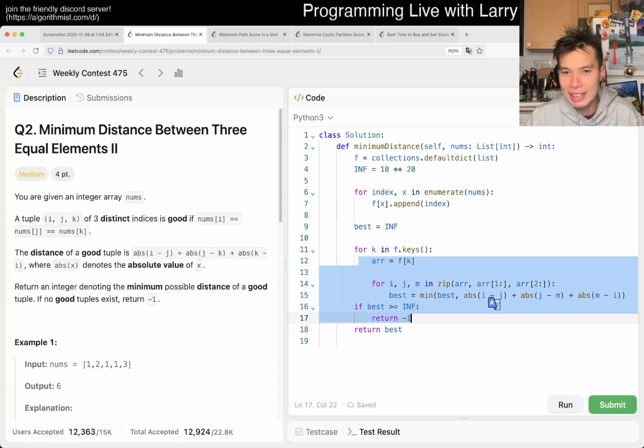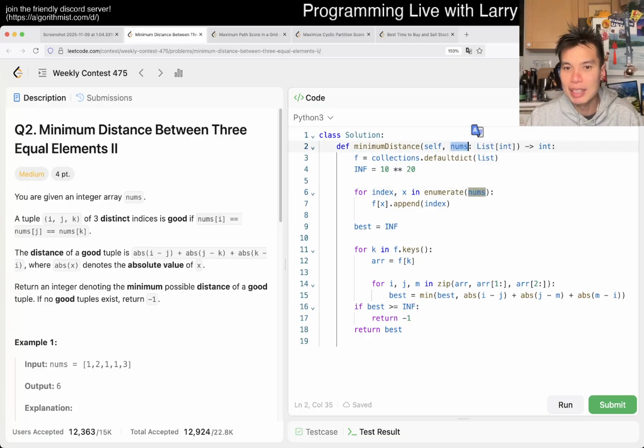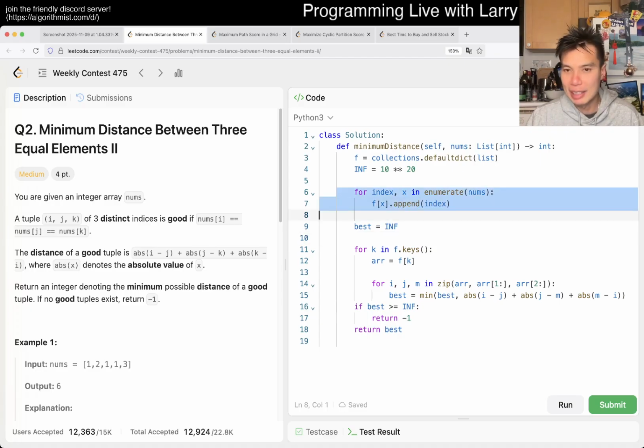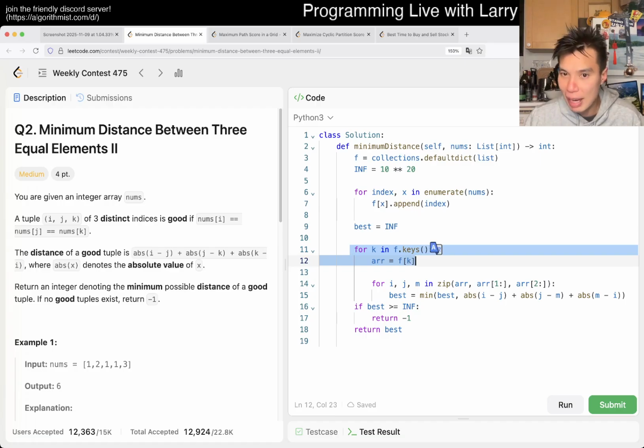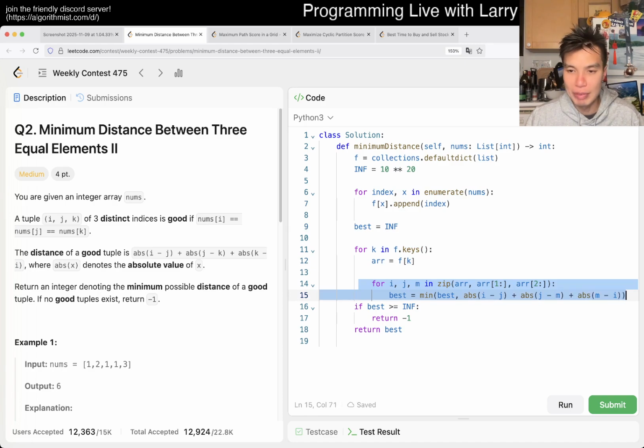But the key thing here is that for every number x in the nums, we just have an index. We group them together by the number with the index, and then that's it. And then we go through all of it one by one. This is linear time and linear space. And we don't have to sort anything because we already put them in order. So then we just look at everything in a linear kind of way.